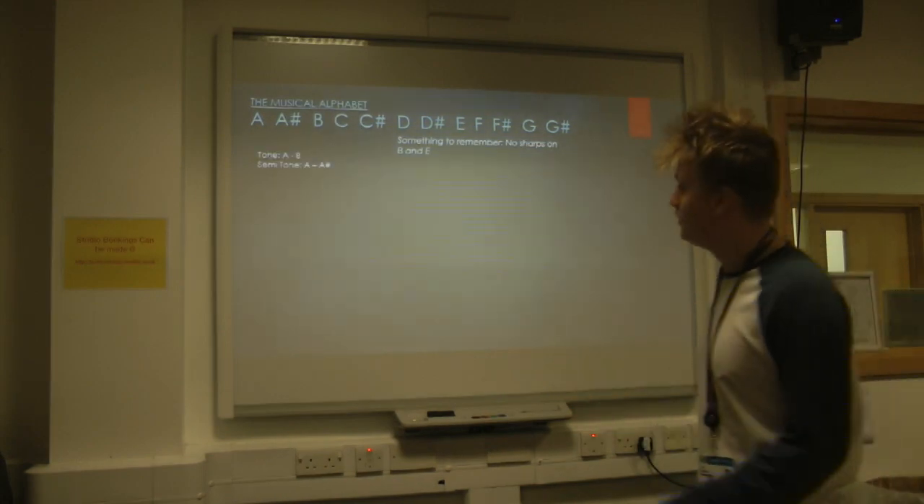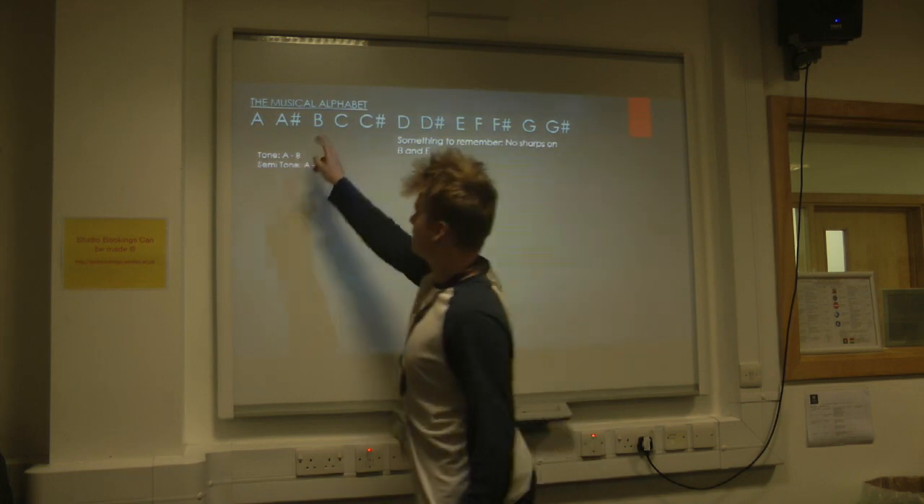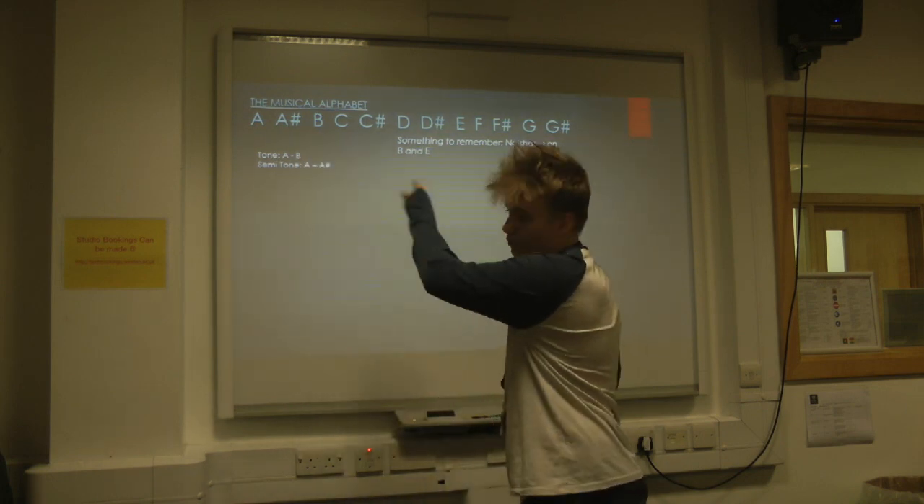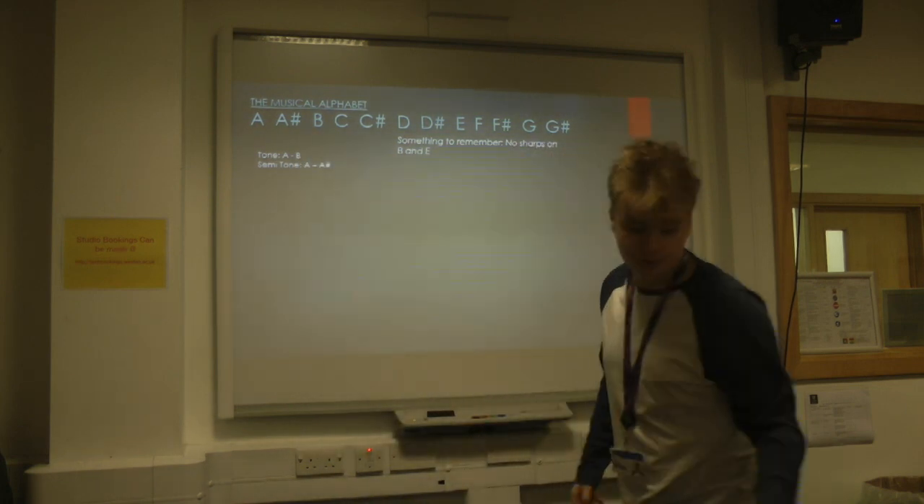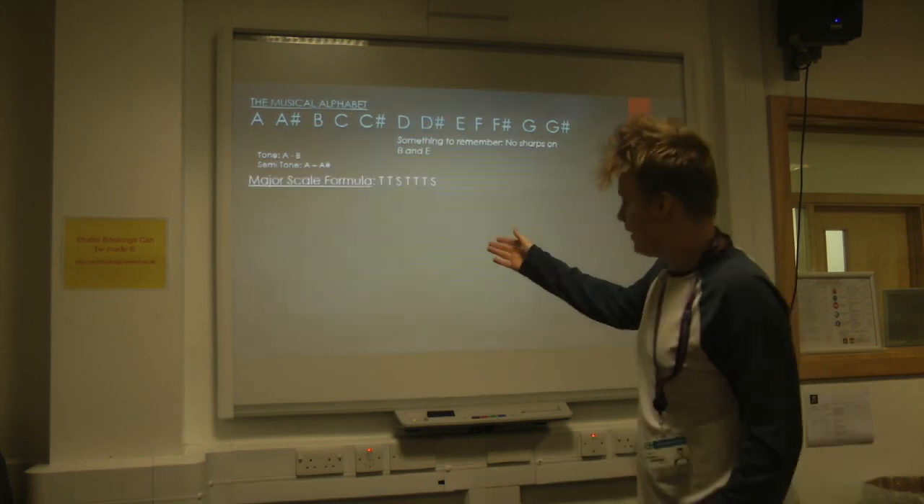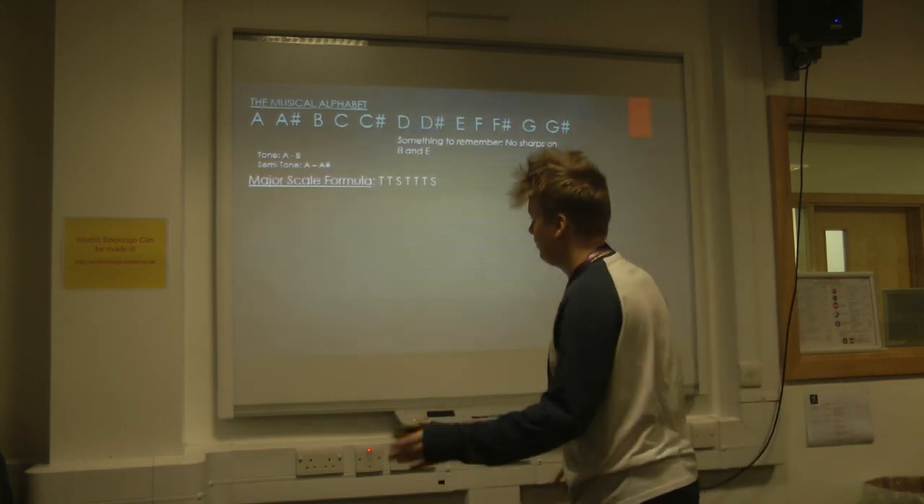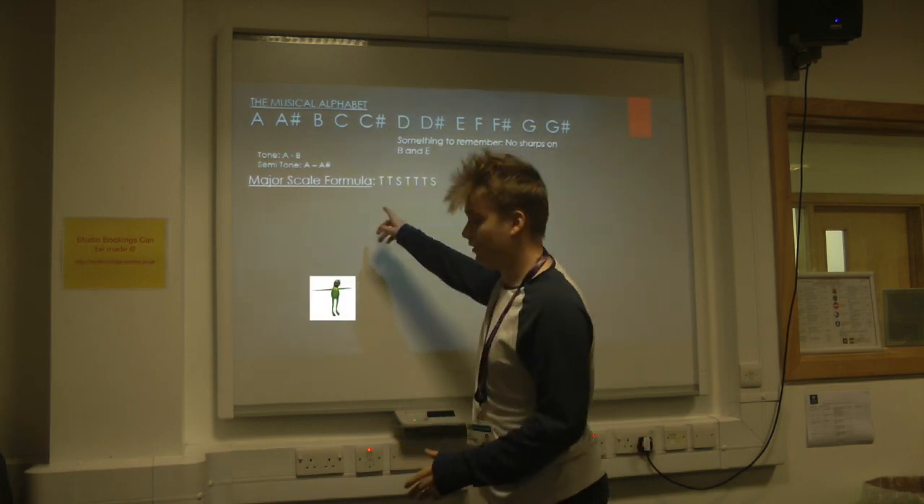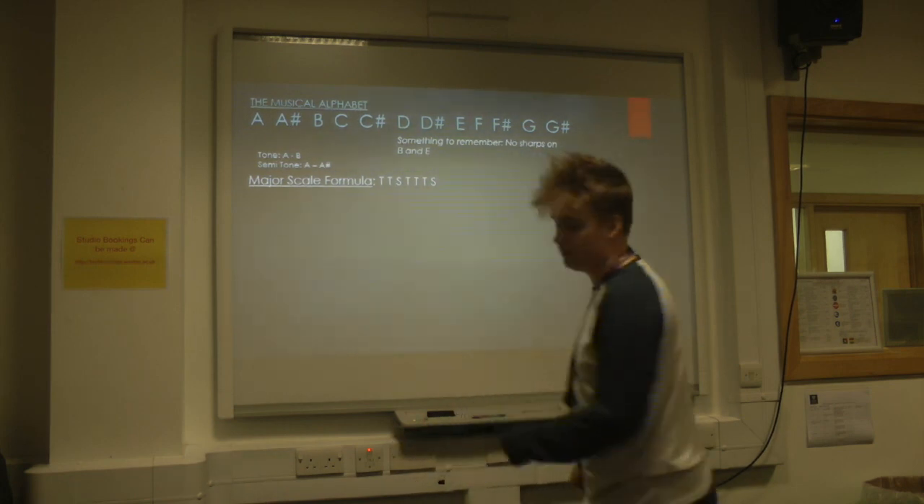You guys know tone. From an A to B is a tone, it's 2 steps on the musical alphabet, or semitone is 1 step, so an A to A sharp would be a semitone. Now with that, here is the formula for making any major scale, starting on any note, with the T's being tones and the S being semitones.